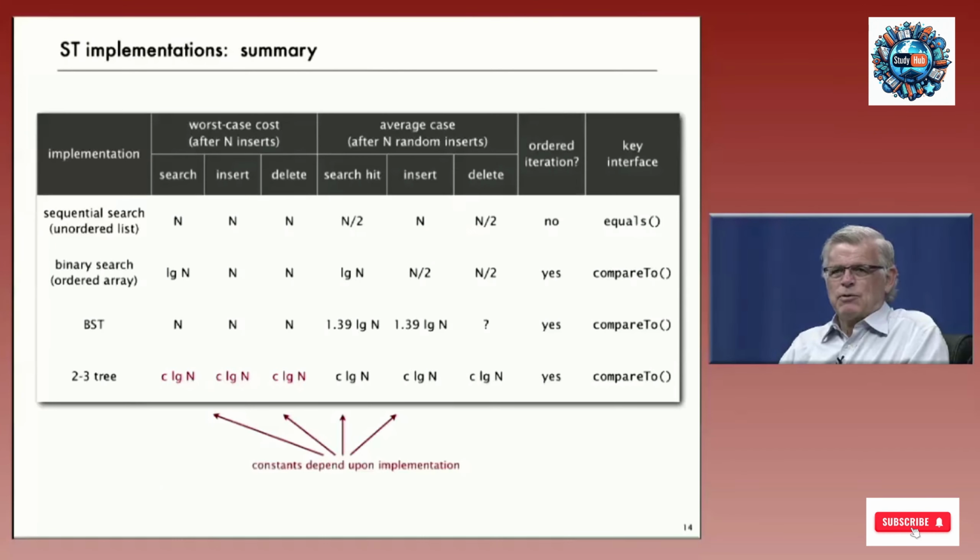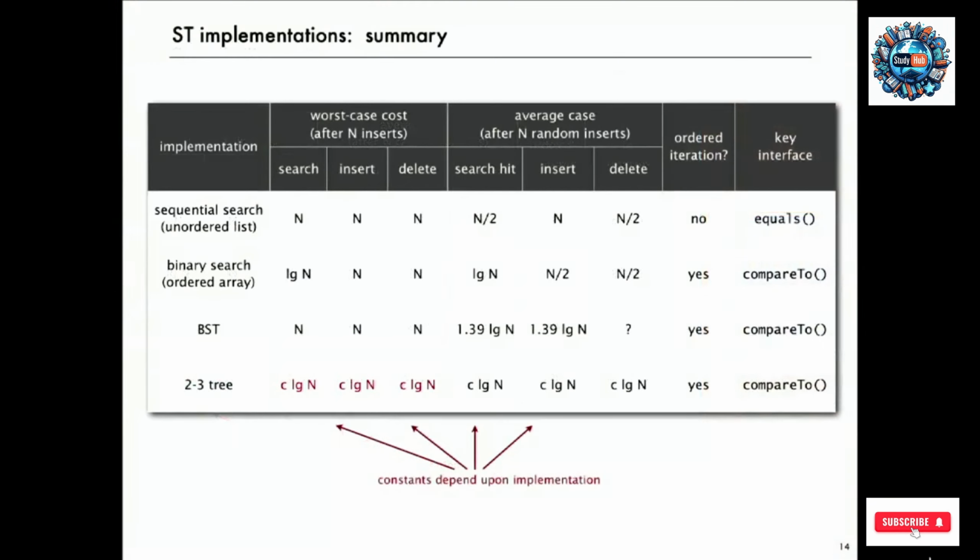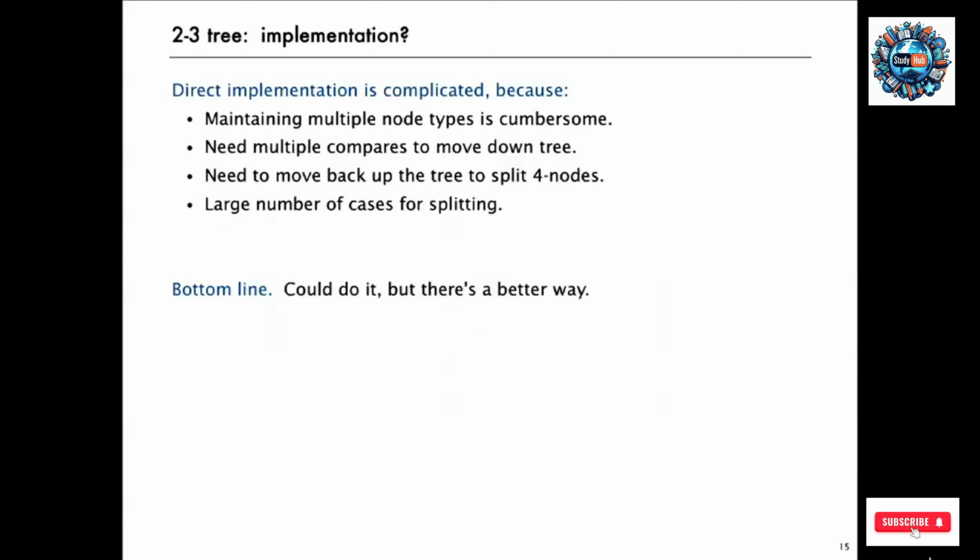So here's what our table will look like when we finish the implementation of 2-3 trees. Every operation is guaranteed to be a constant times log n. Now the constant depends on the implementation, exactly what kind of manipulations we need to do to convert 3-nodes to 4-nodes and so forth. But it's easy to see from the demos and the diagrams that those are going to be constant. Guaranteed logarithmic performance for all operations, which is certainly what we want in a symbol table implementation.